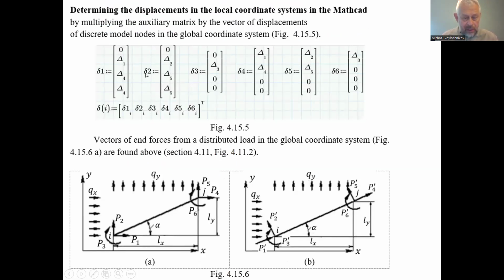So we now consider the vertical displacement of the beginning. This is the angular displacement of the beginning. This is the horizontal displacement of the end, the vertical displacement of the end, and the angular displacement of the end of each finite element. So, once again.